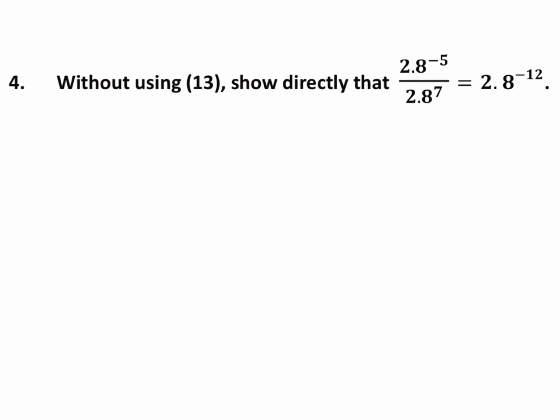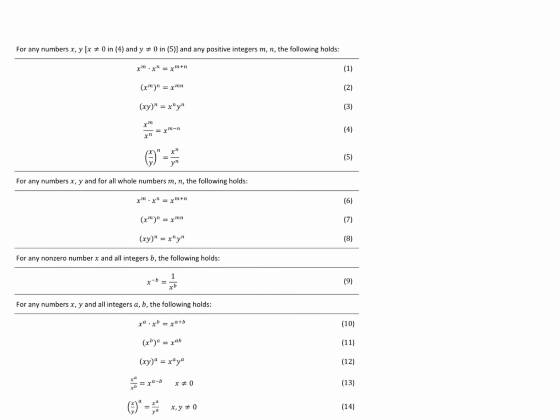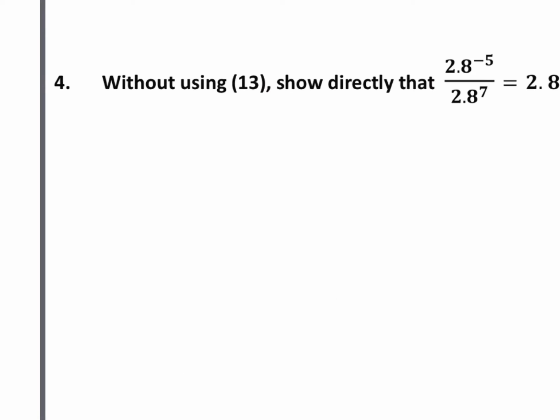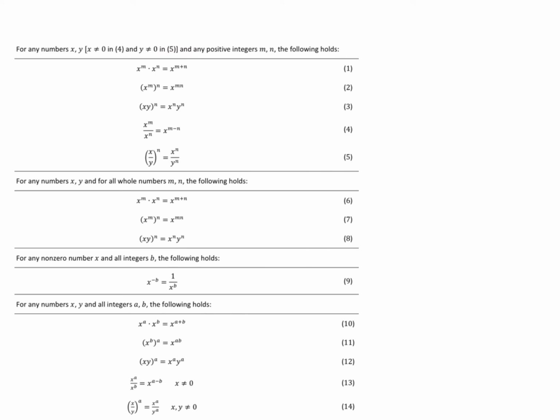Okay, number 4 says without using 13, we need to show this. So let's look at what 13 says. 13 says we can't use the rule, even though it's true, that when we have them divided, we can subtract the exponents. We're going to try and prove it without using that rule. So instead, we might use part 9 again with that negative exponent moving to the opposite side. If it's in the numerator, it goes into the denominator. If it's in the denominator, it moves up to the numerator.